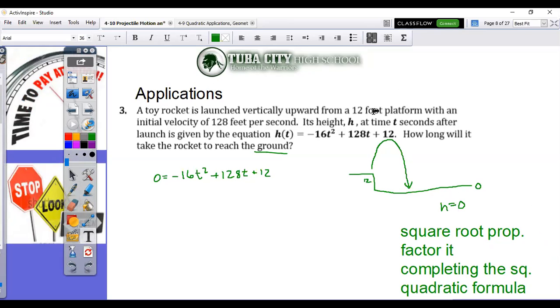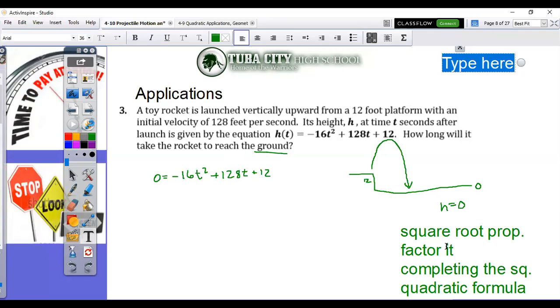In this case, it's the quadratic formula. So these are the steps that you should take in that order if you can, okay? Now, if we try to use square root property, it's not going to work with this one because we have a b value. Square root property works best when you do not have a b value.